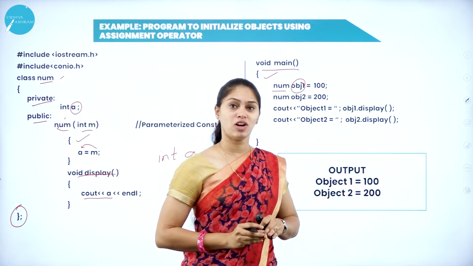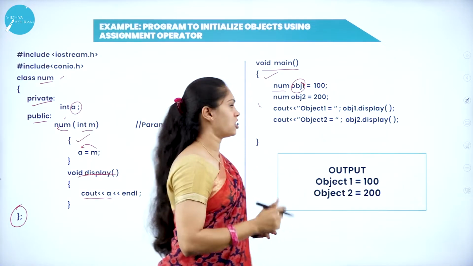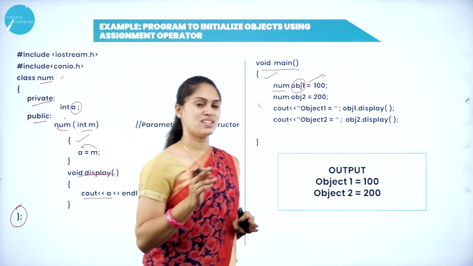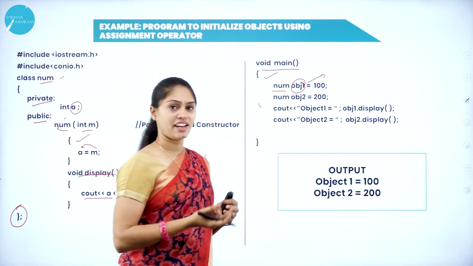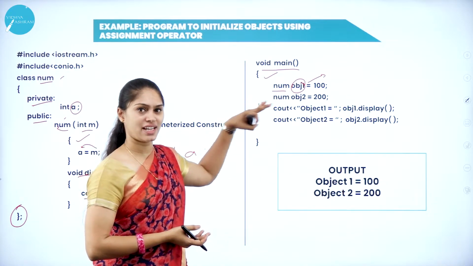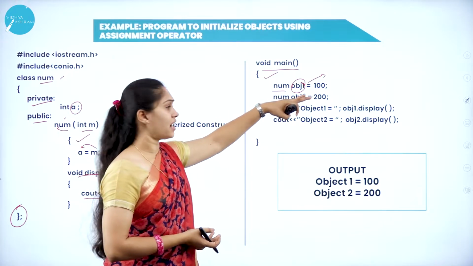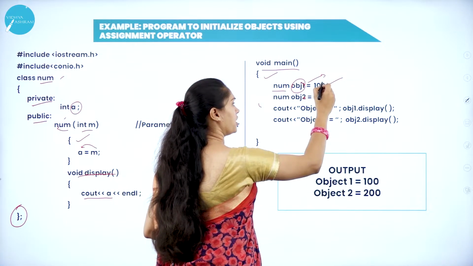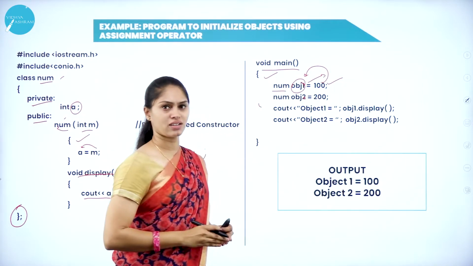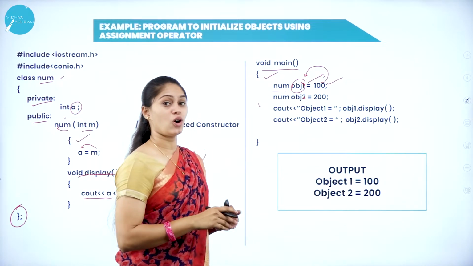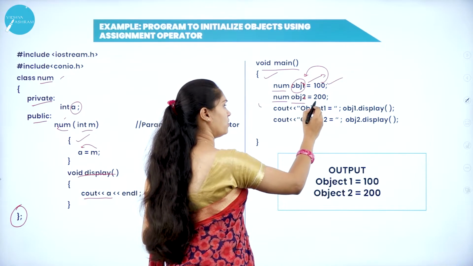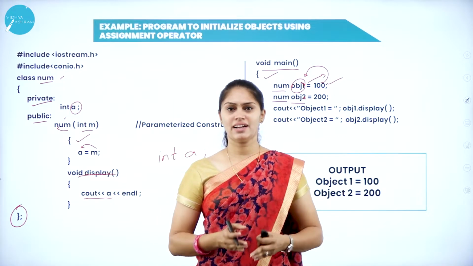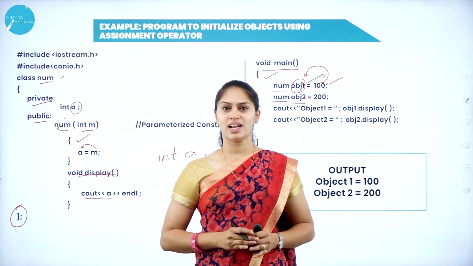What is the syntax to invoke by this method? I must use this assignment operator in order to initialize an object at the time of its declaration. Here I'm declaring an object, I have the assignment operator, and I have a value to assign to object 1. In the same way, I'm going to do this for object 2 as well, that is num obj2 is equal to 200. Then what is the value of object 1 now? That is 100. What is the value of object 2? That is 200. How can I say this?